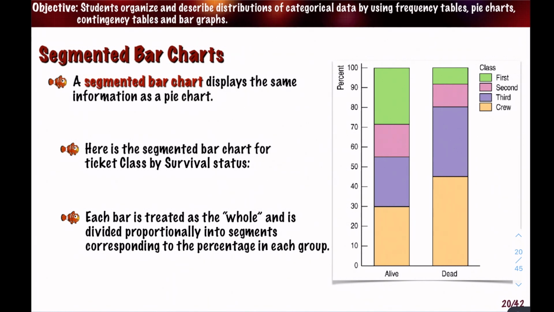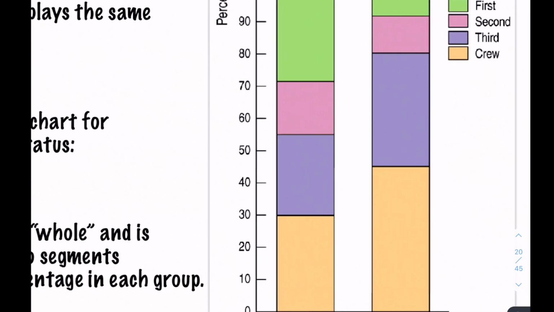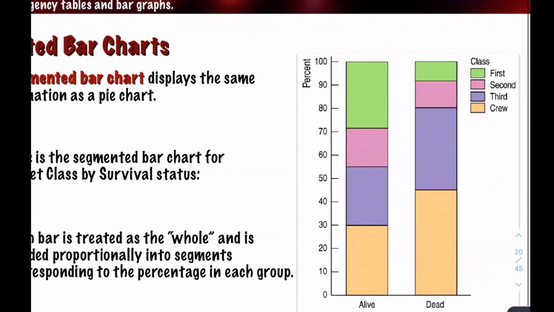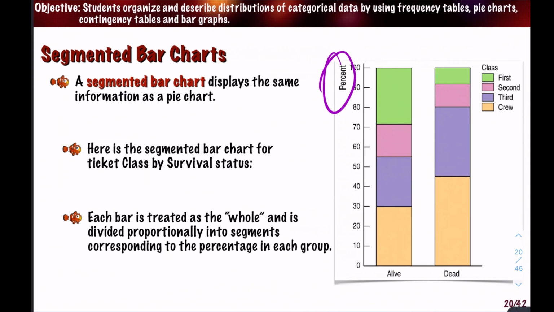The last bit that we want to show in terms of displaying this information is what we call the segmented bar chart. A segmented bar chart is, in essence, taking the same information from a pie chart and stacking it as a bar chart. Here is a segmented bar chart for ticket class by survival status. So we have alive and we have dead. Same exact information in terms of percentage that we had in our pie chart, just a better one-on-one comparison.